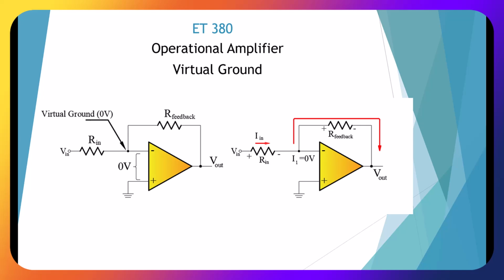Okay, op-amps have something called virtual ground. At this point where we have the input and the feedback resistor connection, whatever voltage we have on one input is going to be the same as the other one. Being that they're the same, we're going to say 0 volts, so we're going to say that's virtual ground. So if we were to take a measurement at that point, we would read 0.